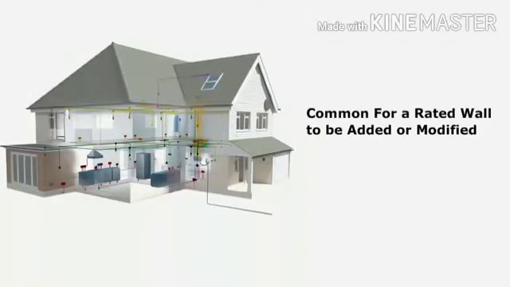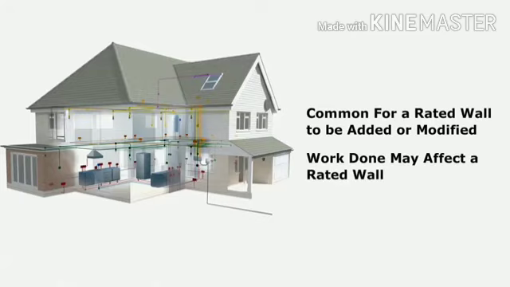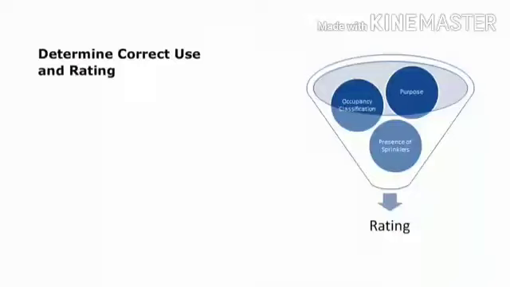It is very common for a rated wall to be added or modified during an interior project. Whether the project includes a new layout, new finishes, or the addition of wiring and cabling, work done may affect a rated wall. Therefore, determine the correct use and rating of the fire barrier, horizontal assembly, or fire partition if adding a new one, or make any changes to an existing one.